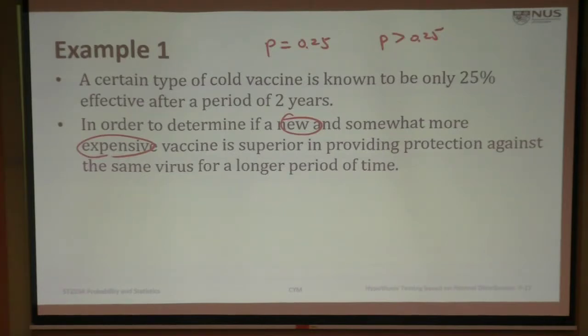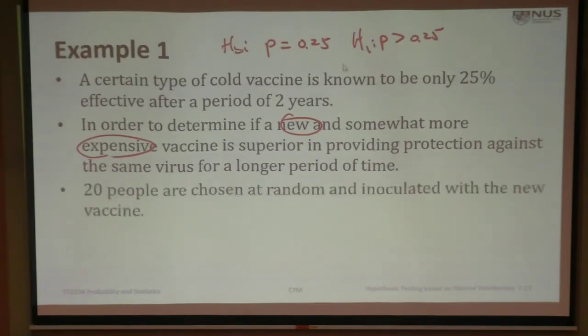The existing vaccine has this percentage effective. I have this new drug or new vaccine, and I want to show that it is better. Better in what sense? It is more effective, with a higher percentage effective after a period of 2 years. So this is my null hypothesis, and this is my alternative.